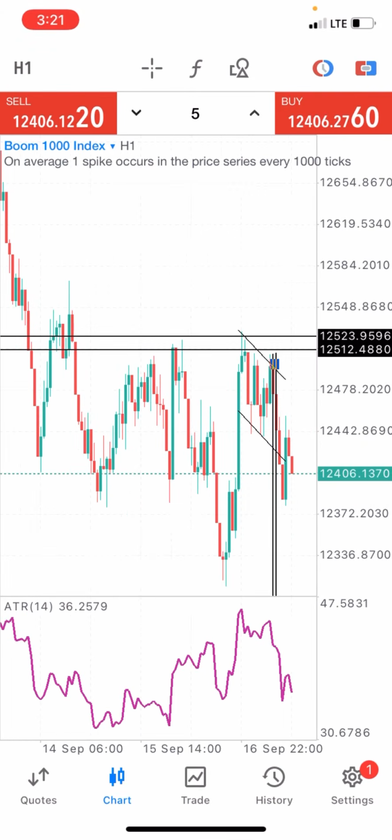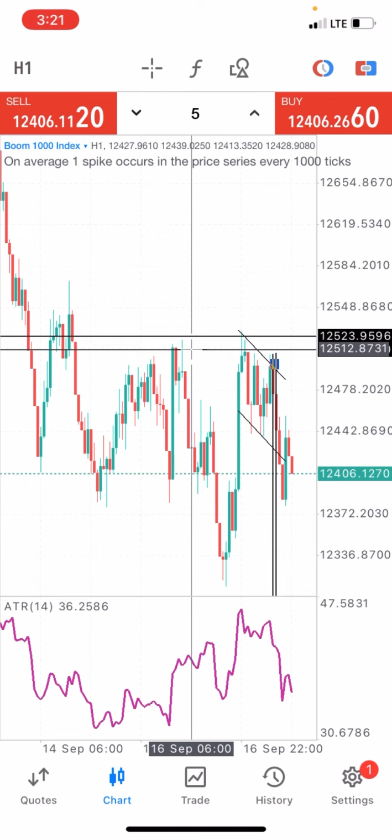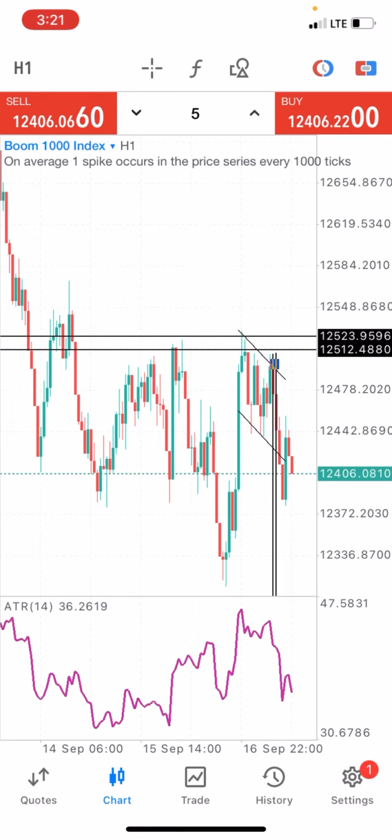You also know your resistance area. You know, where we have the horizontal line here, you have marked that point as your area of interest. Yeah, that's where you want to be taking your trade from.